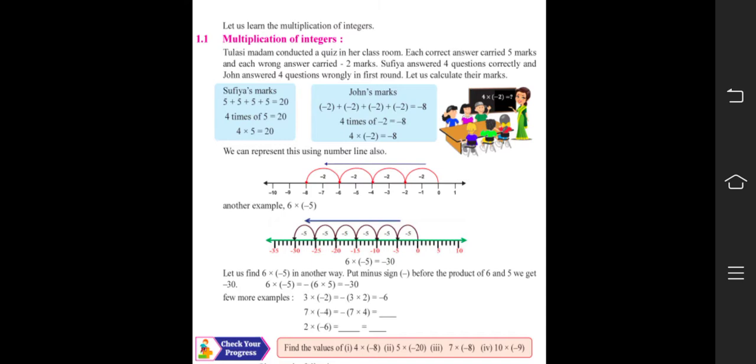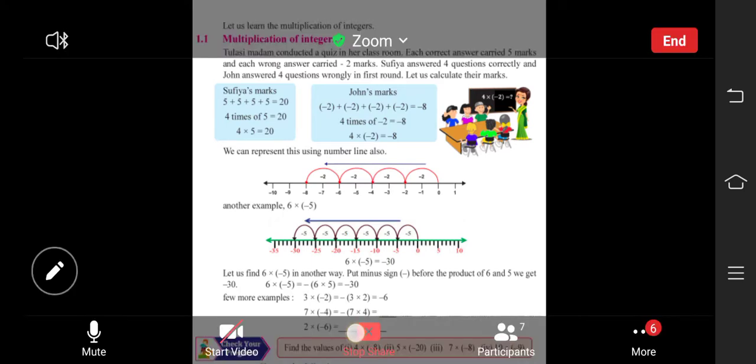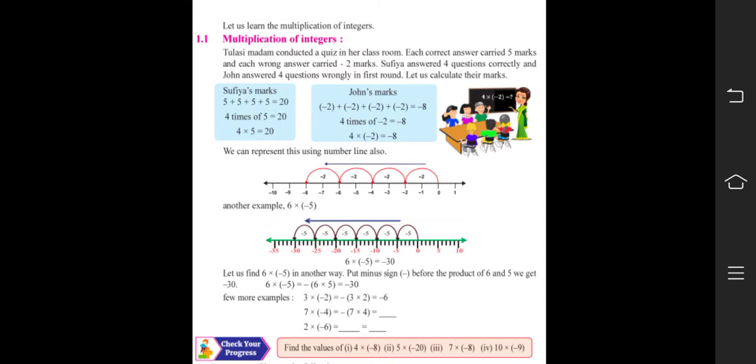A few more examples, see here. 3 into minus 2. How can you write? You should keep the minus sign before the two numbers, that is minus of 3 into 2. 3 twos are 6, minus 6. 7 into minus 4 equal to minus of 7 into 4. What is the answer? 7 fours are 28, minus 28. 2 into minus 6. You should write the minus sign first before the 2 digits, that is minus 2 into 6. 2 sixes are 12. Minus 12 is the answer.